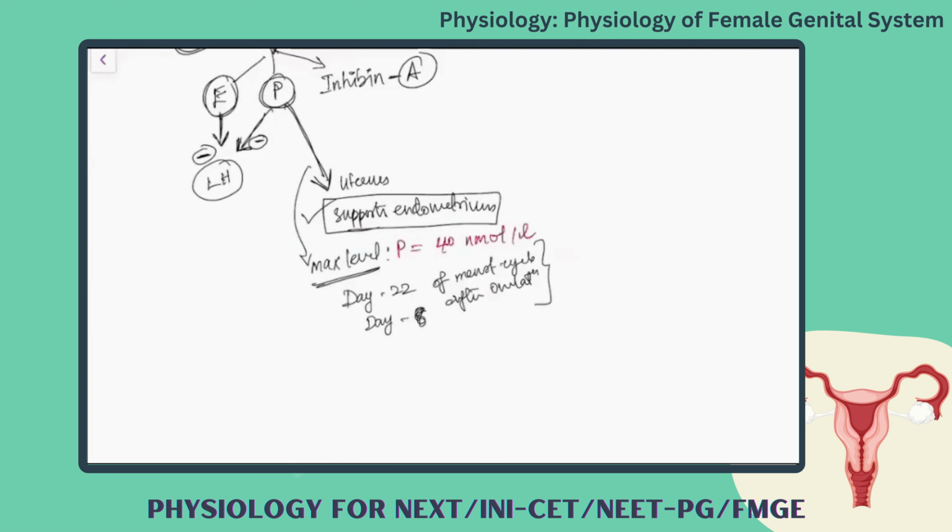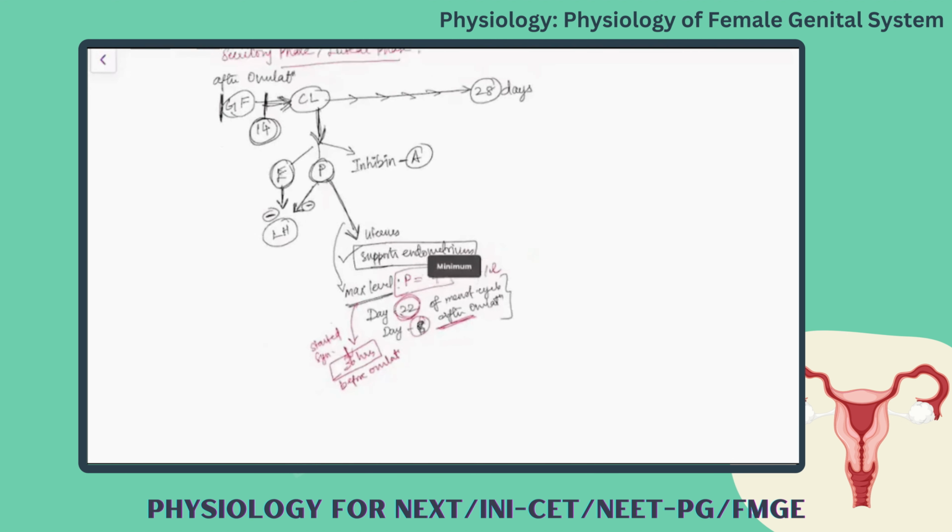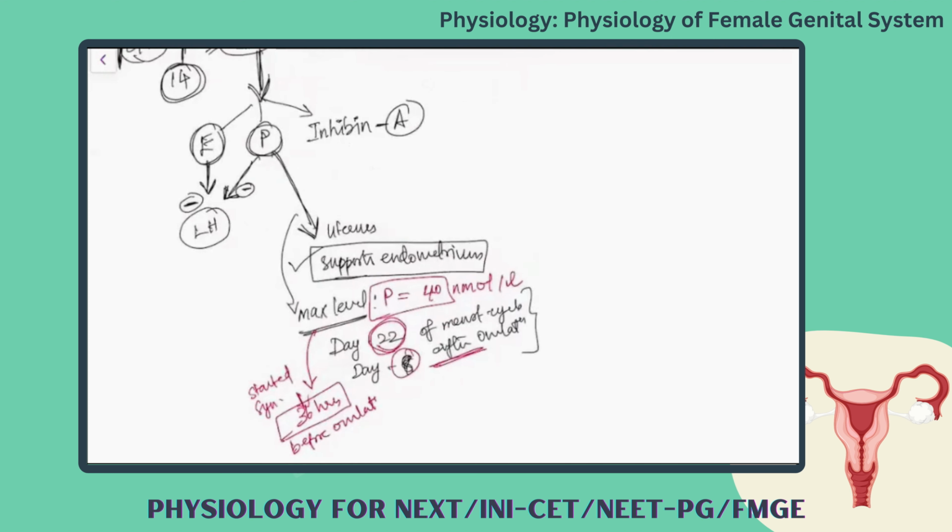Okay, so this will start its maximum secretion 36 hours before ovulation itself. The synthesis of progesterone started 36 hours before ovulation, and at day 8 after ovulation you will get the maximum value of progesterone. So these are the events happening until the 28 days of the menstrual cycle.